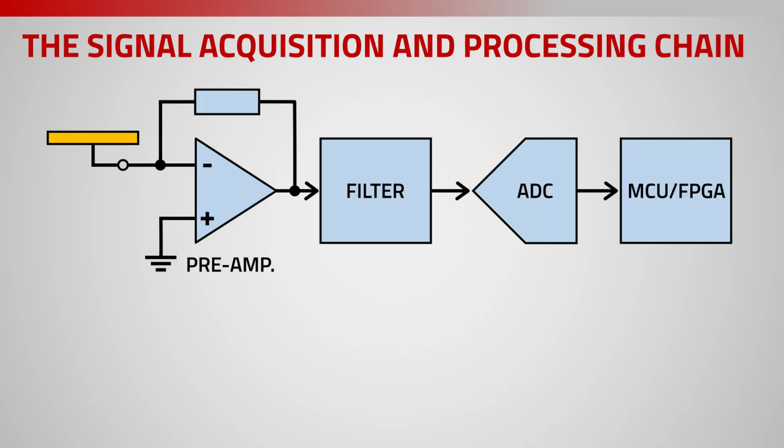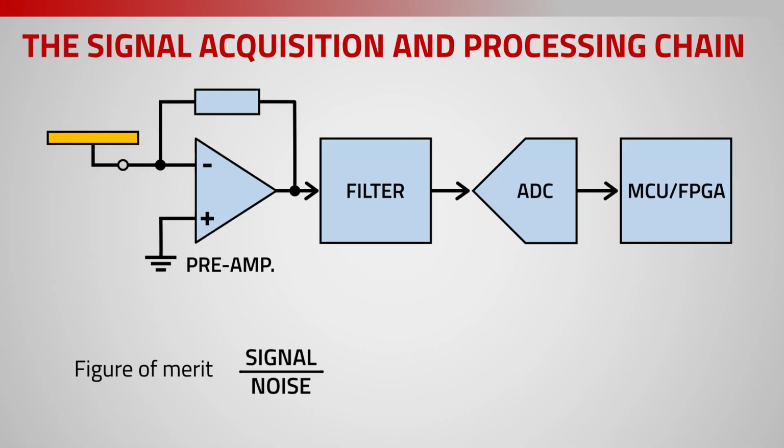We have an analog front end, which converts the input current into a voltage, then a filter that maximizes the signal-to-noise ratio, and then an analog to digital converter, which digitizes the signal, which is typically then processed by a digital platform that can be a microcontroller or an FPGA. The most relevant figure of merit in the design of this chain is the signal-to-noise ratio.